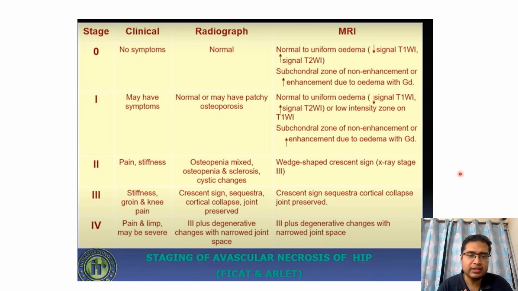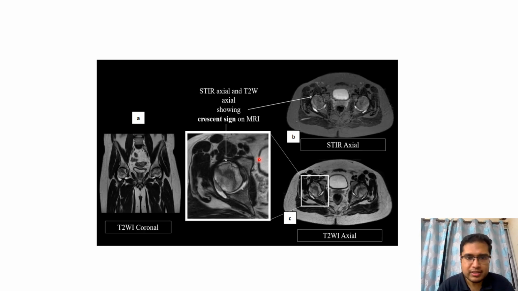But the two very important parameters that have to be assessed more than staging are whether the subchondral fracture is present and whether collapse is present or not. So this is a typical crescent sign, this hypointense line seen in the subchondral region in these axial images on the STIR and the T2 weighted images.